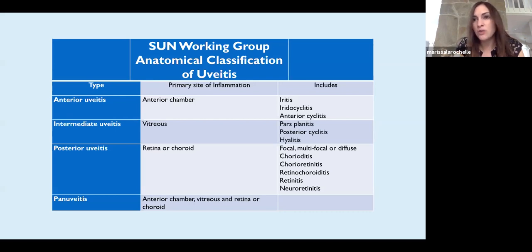And then panuveitis is when you have all of the above. So you see inflammation in the anterior segment, in the vitreous, as well as posterior involvement, meaning an inflammatory lesion in the retina or choroid. Importantly, just macular edema or optic nerve edema does not count as posterior involvement. Those can just be secondary to anterior intermediate uveitis.